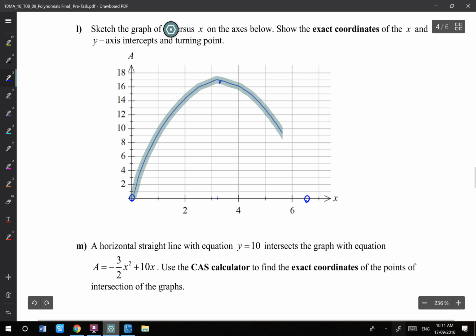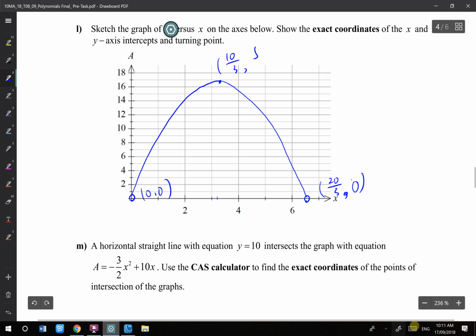This will be the shape of my graph, symmetrical. 20 over 3 comma 0, 0 comma 0, and then 10 over 3 comma 50 over 3. I can't have the rest of the graph because either x is negative or a is negative or both negative. It doesn't make sense for measurement values. And open circle is because you won't have zero area. You will have some area. You're not going to build a zero area for anything. Okay, that's my graph.